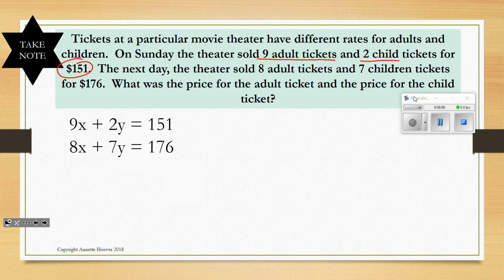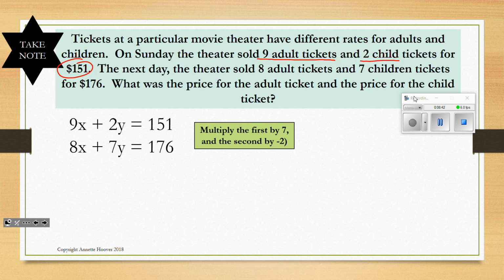Now for this one, in order to eliminate, we're going to have to multiply both equations by a number. We could either multiply the first equation by -8 and the second one by 9. That would create a -72 and a +72, and that would be eliminated. Or we could multiply the first equation by -7 and the second equation by +2. That would create a -14 and a +14, and that would be eliminated. You could choose either one.